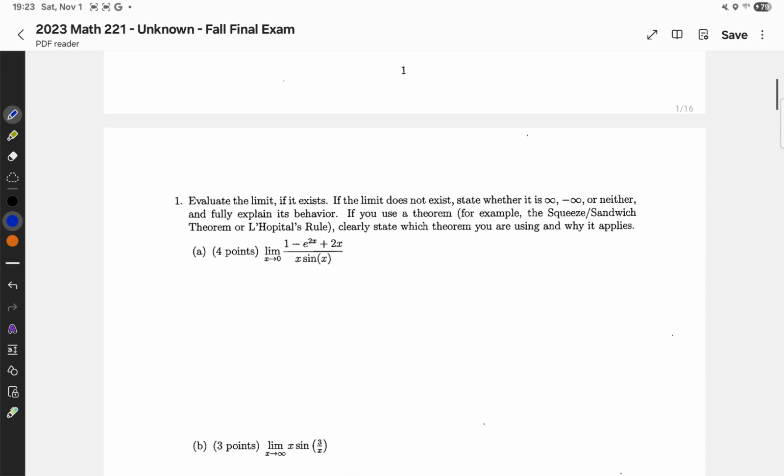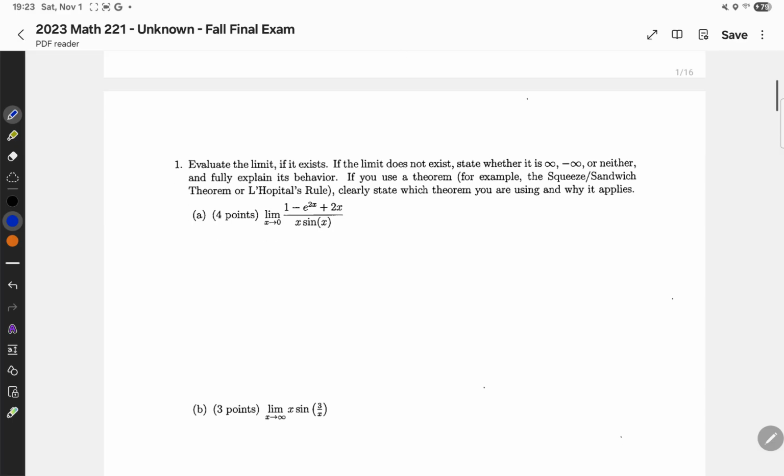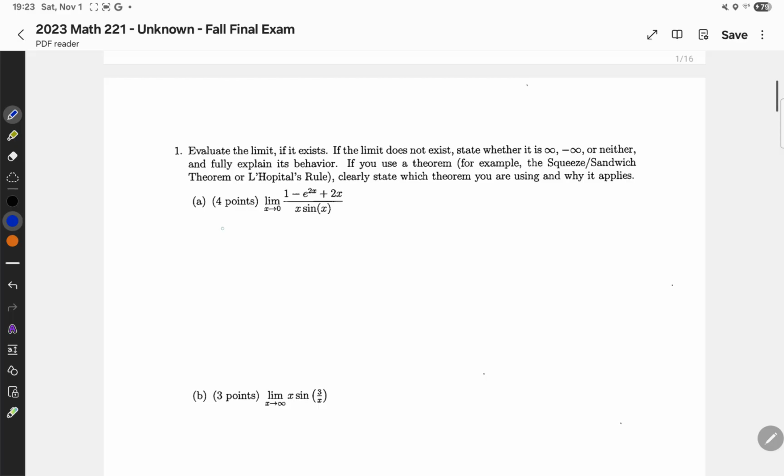So, to start, question 1, we have: evaluate the limit if it exists. If the limit does not exist, state whether it's infinity, minus infinity, or neither, and fully explain its behavior. If you use a theorem, like the squeeze theorem or L'Hopital's, clearly state which theorem you're using and why it applies. So, let's get started with this first question, part A.